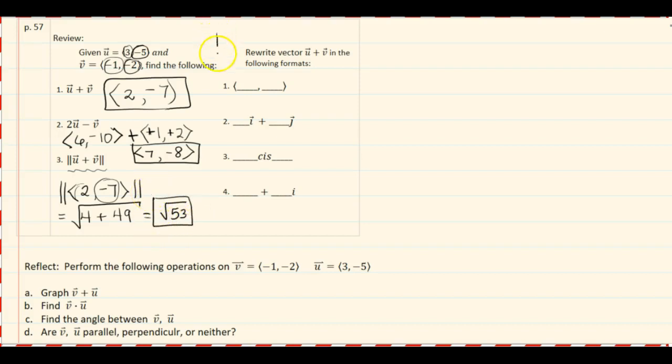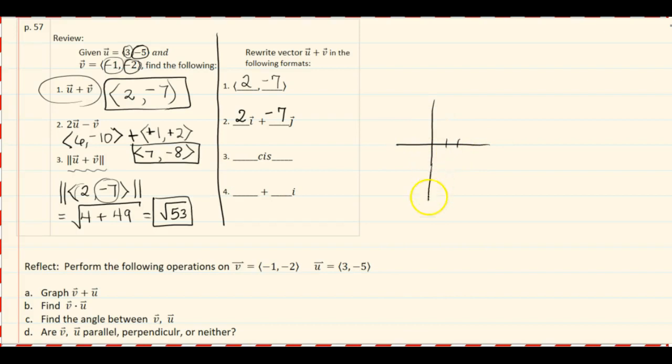On a separate problem altogether, our job says to rewrite vector u plus v in the following formats. So we already have the first one, which is 2, -7. Then it says to do it in i direction and j direction. So this is going to be 2 in the i direction and -7 in the j direction. To do the cis form, remember what we're doing. We're going to have +2 and -7 right here. So this is what our vector is.